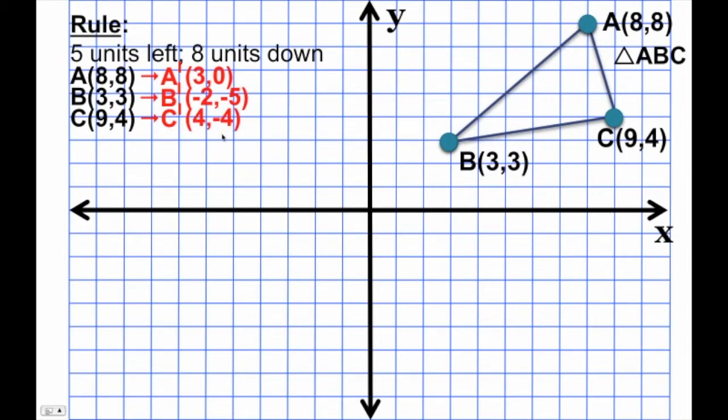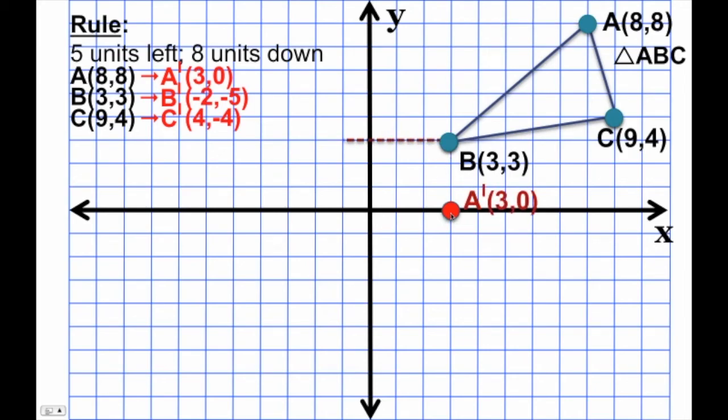And now all I do is plot my points. When I plot these points, it's the same exact thing as if I followed the rule from the start. I'm going to take each point, and I'm going to go 5 units to the left, and I'm going to go 8 units down. So watch what happens to A when I do that. That's going to be 5 units to the left and 8 units down. And then we're just going to plot our A prime at that point.